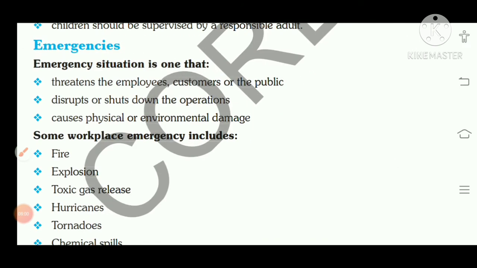Okay, and next is emergencies. What is an emergency? When something happens, that condition is an emergency situation. An emergency situation is one which threatens the employees, customers, or the public. When an accident happens, everyone is in a state of shock, a threatened state. Next, it disrupts or shuts down the operations, this is an emergency situation, and it causes physical or environmental damage. These types of damage come with an emergency situation.